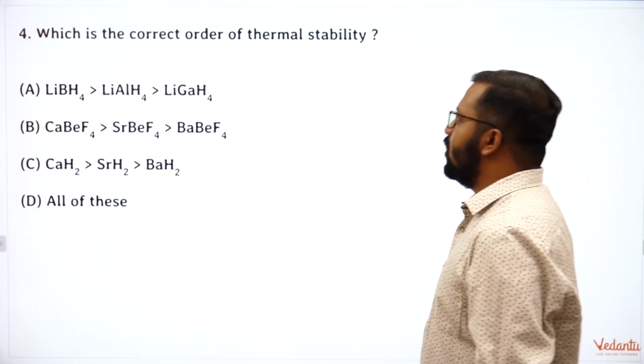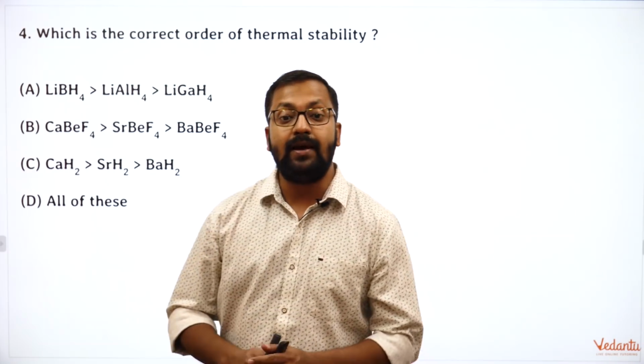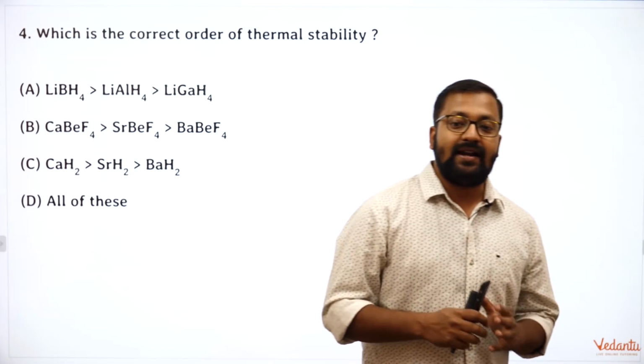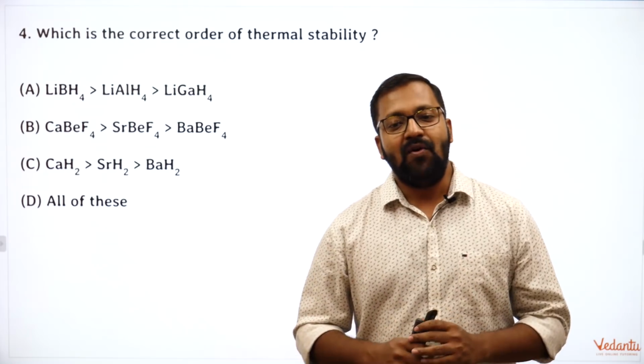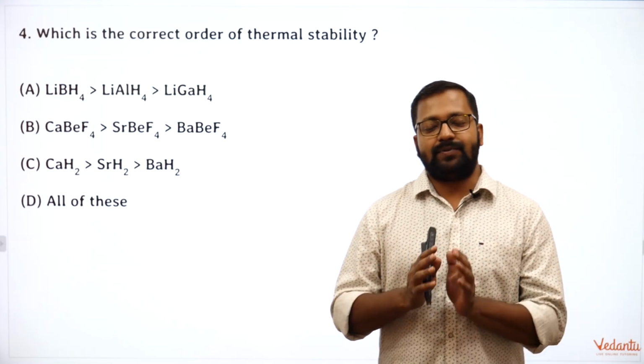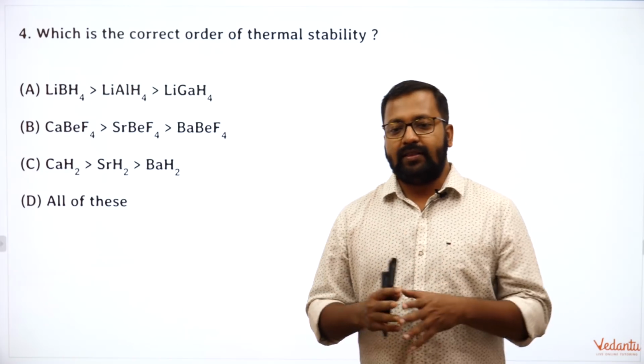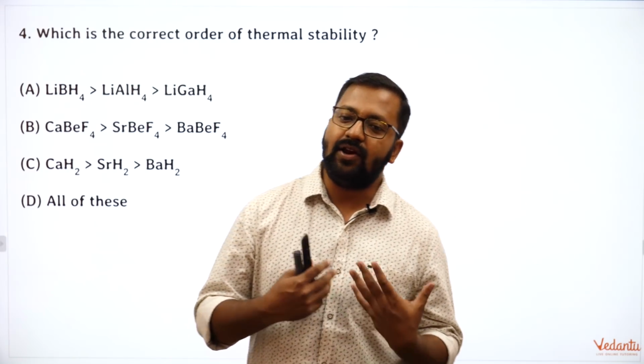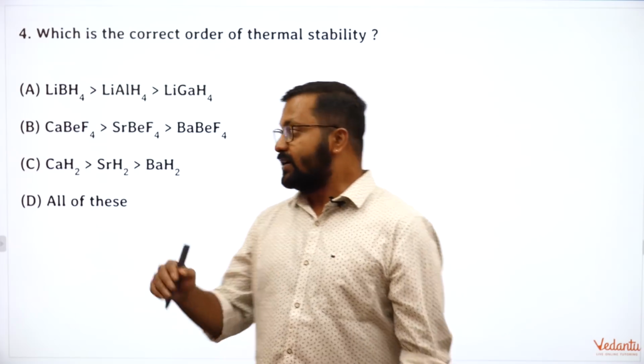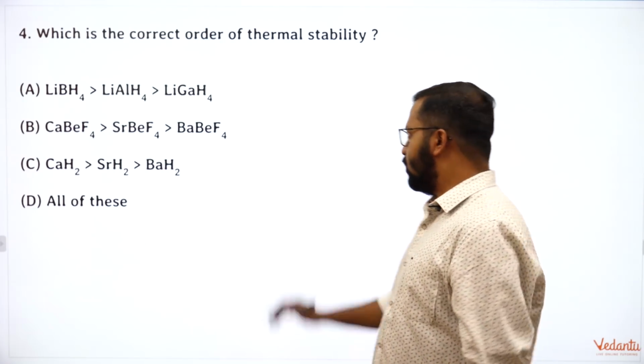Which is the correct order of thermal stability? Now thermal stability can be decided using two factors. One is whether the substance is highly covalent in nature, or whether the substance has a high degree of lattice energy. Now let's look at these points.